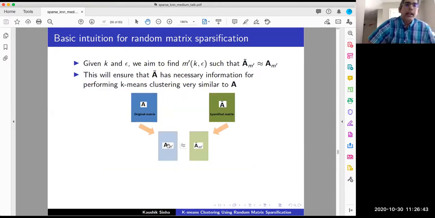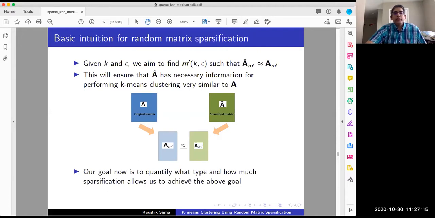The idea is that our original data matrix A and the sparsified version can look very different on the outset. But we will try to find an appropriate lower dimensional subspace representation M prime, which is a function of K and epsilon, such that the lower dimensional representations are very similar, so that the essential structural information is preserved, even though A and A prime might look very different because of the sparsification. Their clusterings will then be related. So now our goal is to quantify what type and how much sparsification allows us to achieve this goal, so that the structural information of the lower dimensional eigenvalue structure is preserved.